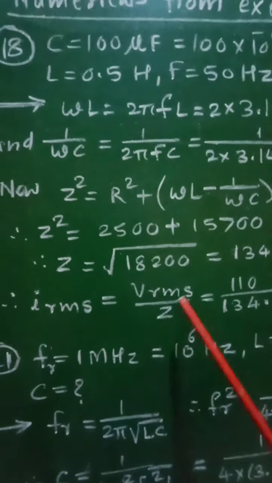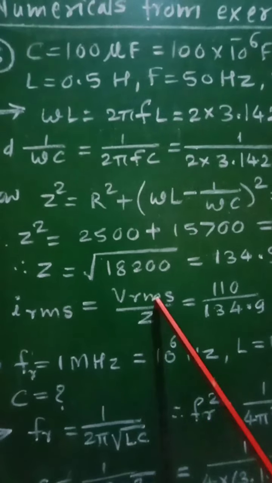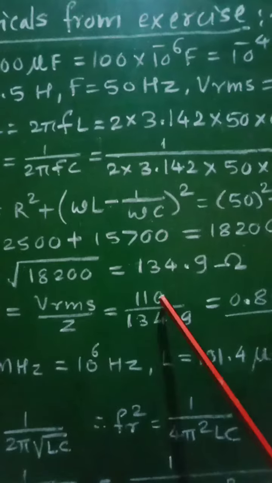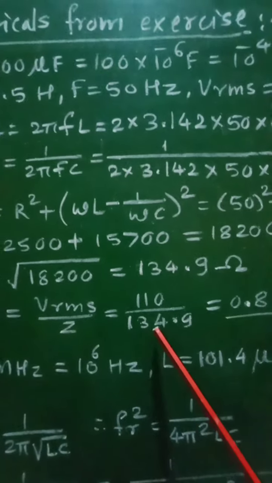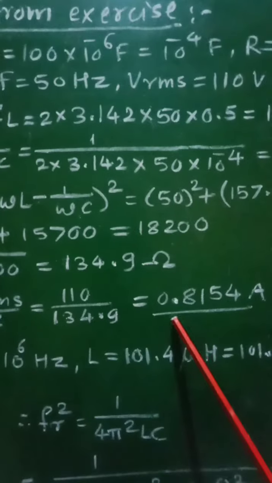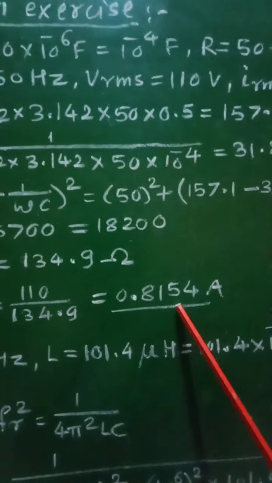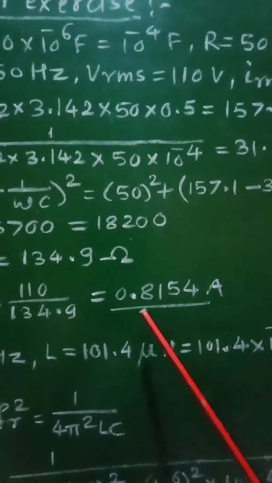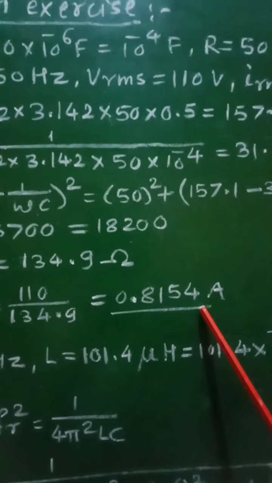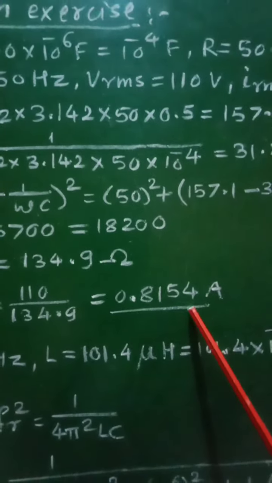Therefore RMS value of current Irms is equal to Vrms upon Z, that will be equal to 110 upon 134.9. Solving this, we will get 0.8154 ampere. This is the value of required RMS current.